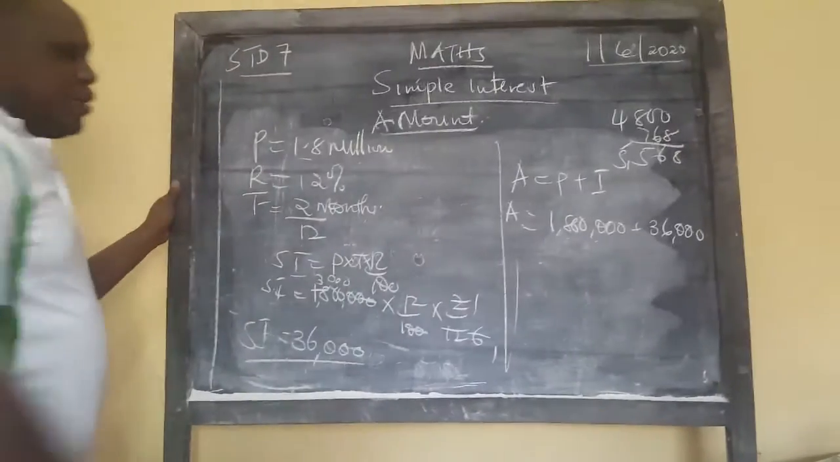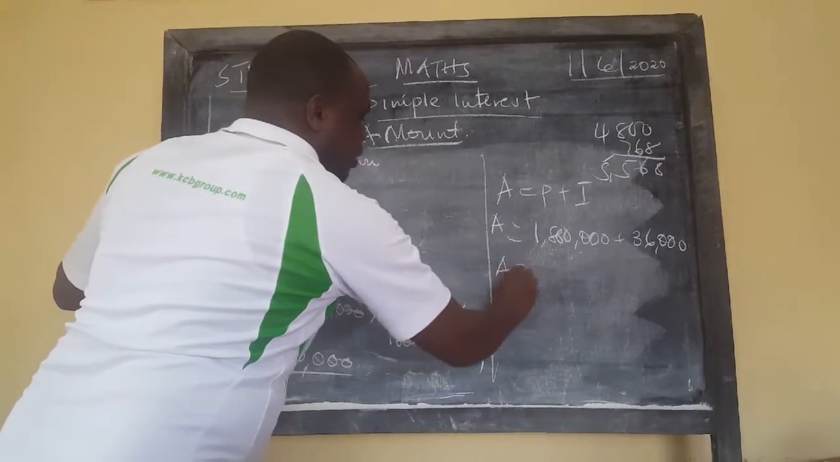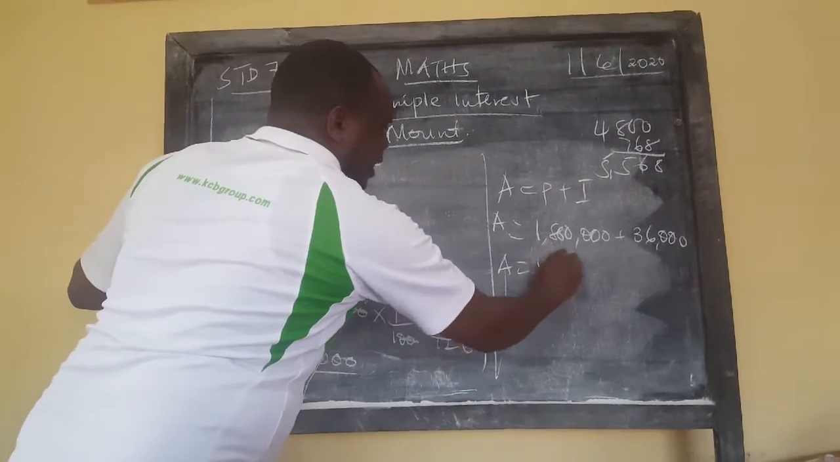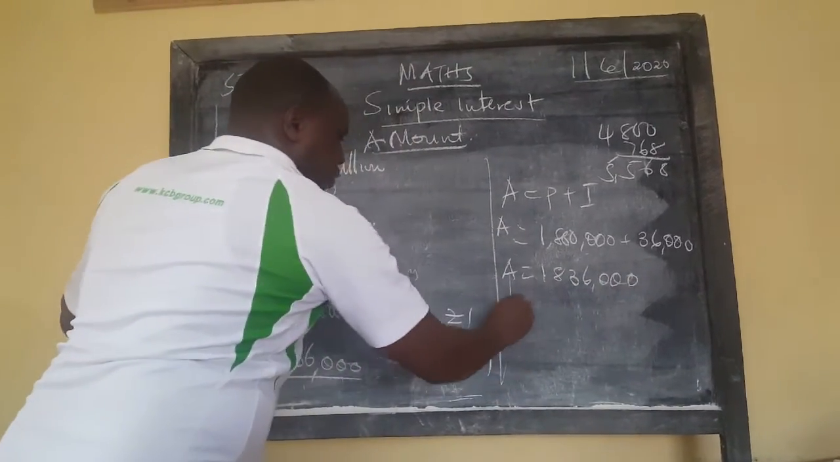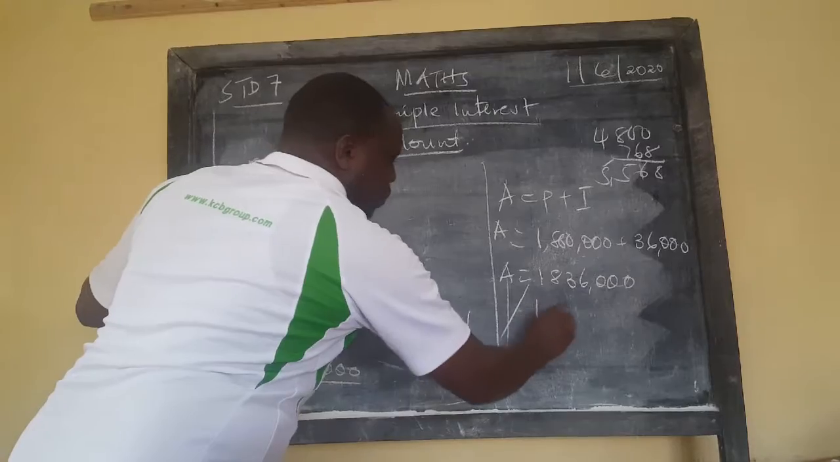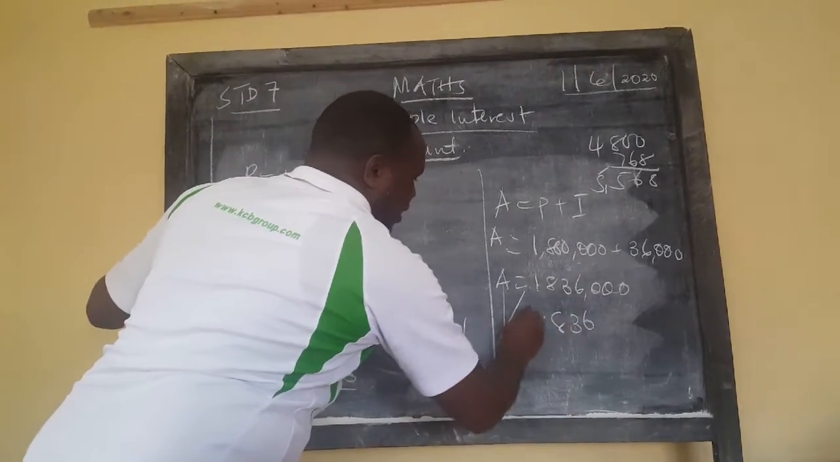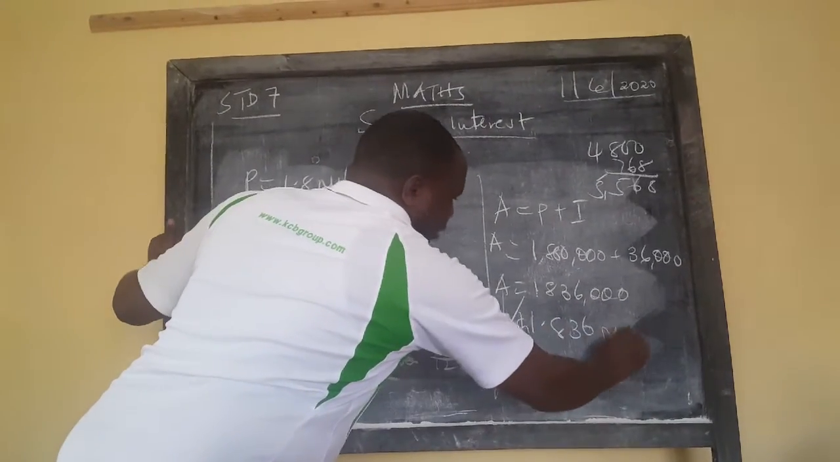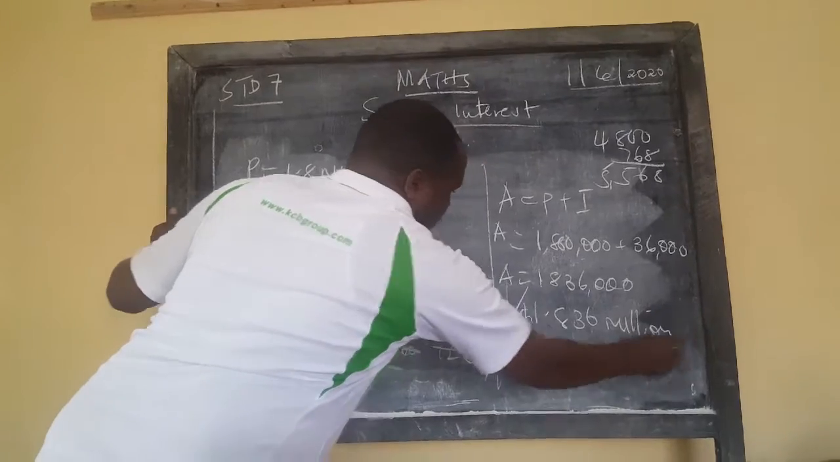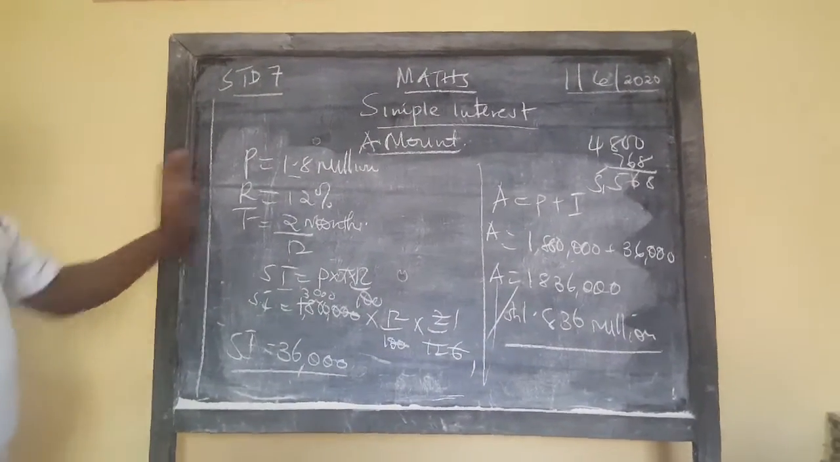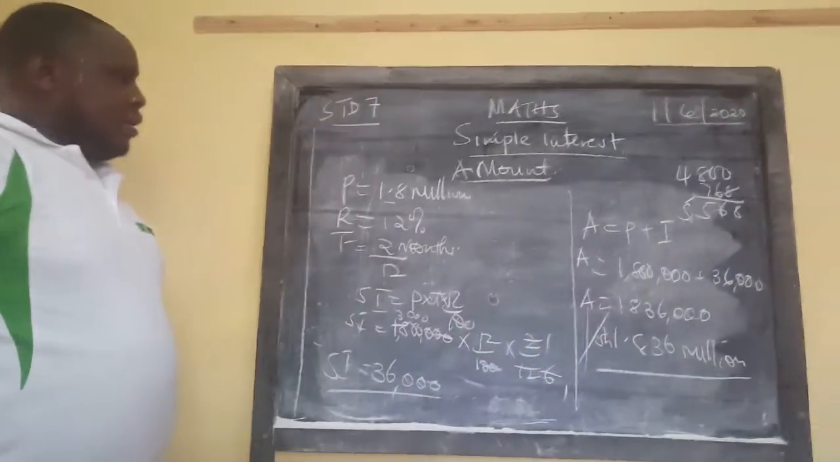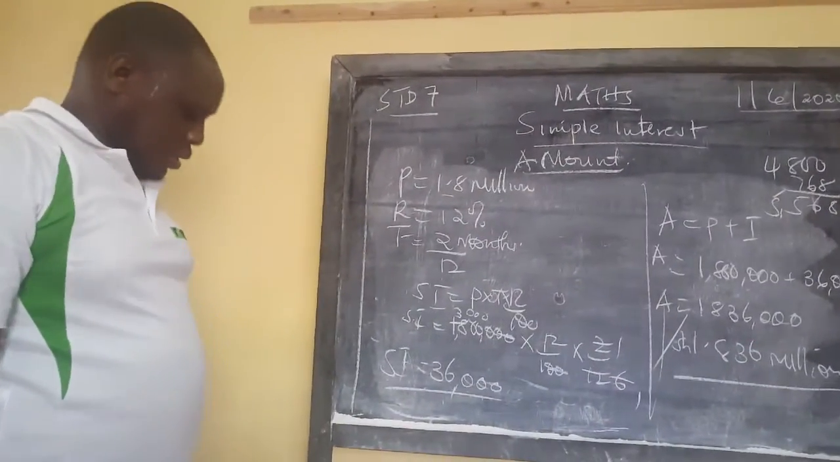So the amount will be 1,806,000, or you can also say 1.836 million shillings. So that's how you do it, learner. Be able to do it well.